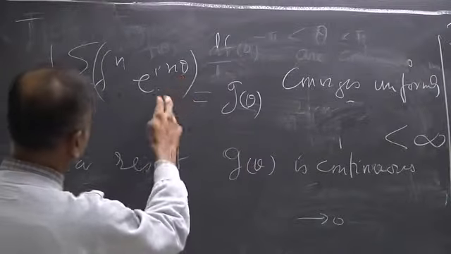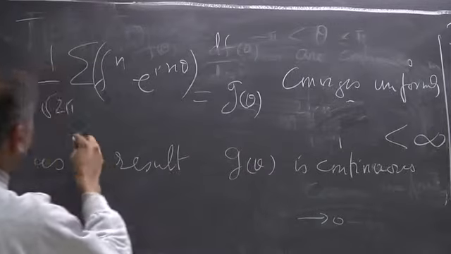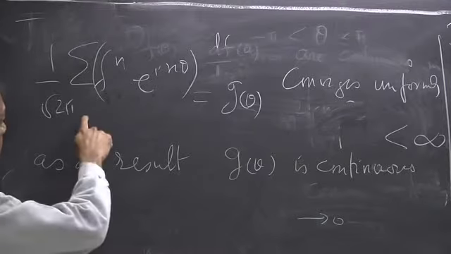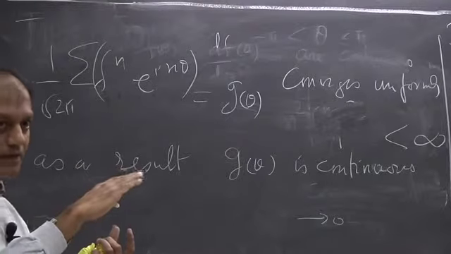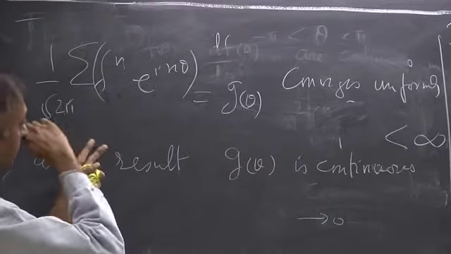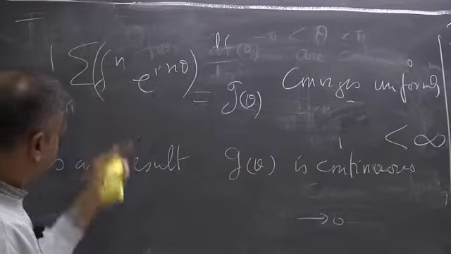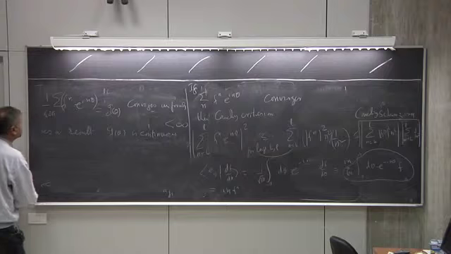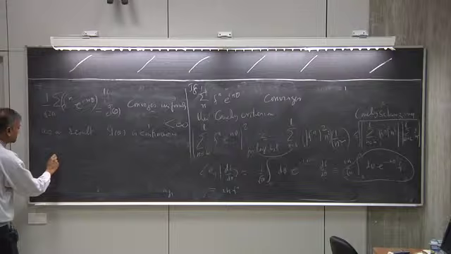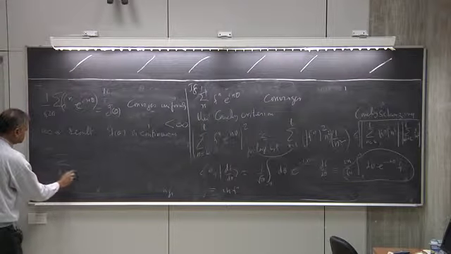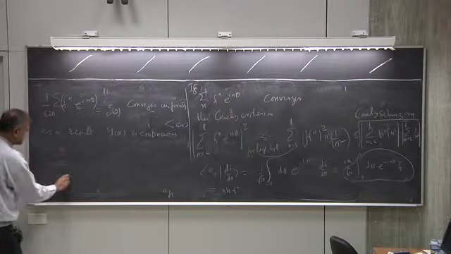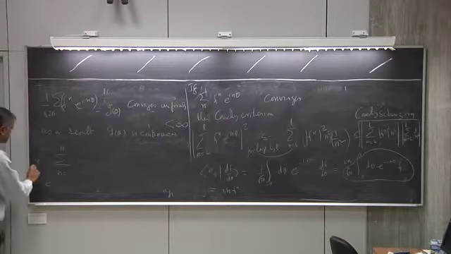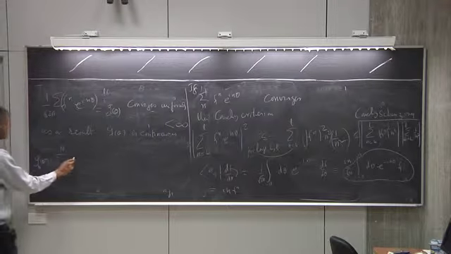Because the reason is that for any given epsilon, you can find some capital N. So what do I mean by this? Let's consider the partial sums, n equal to whatever, up to some capital N. So consider the sum up to capital N, and define this function as g_N(theta), whatever the result is.